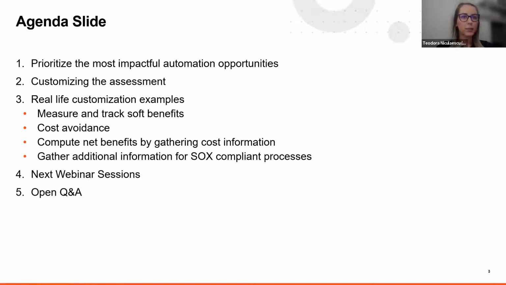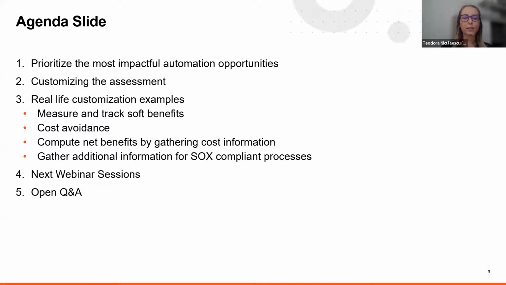Let's see what will be our focus in this session. First, we will see how Automation Hub can help you prioritize the most impactful automation opportunities with our out-of-the-box submission paths and a dedicated dashboard for prioritization. Then, if these out-of-the-box solutions are not the best fit for your organization, we'll see how you can customize the assessment, a list of these options and also a short demo on how you can do that. And next we will move to some real life customization examples.